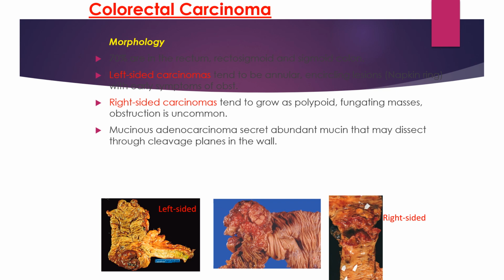Morphologically, adenocarcinomas are distributed approximately equally over the entire length of the colon. Tumors in the proximal colon often grow as polypoid exophytic masses. Carcinomas in the distal colon tend to be annular lesions. Left-sided carcinomas are annular lesions. Right-sided carcinomas are polypoid and fungating masses, and obstruction is uncommon. Mucinous adenocarcinomas secrete abundant mucin that may dissect through the cleavage planes in the wall. Here are pictures of left-sided and right-sided colonic adenocarcinomas.